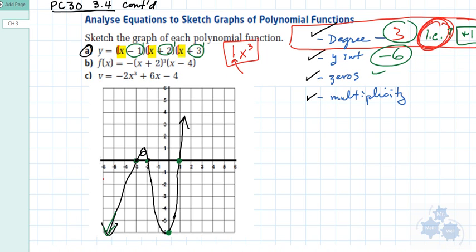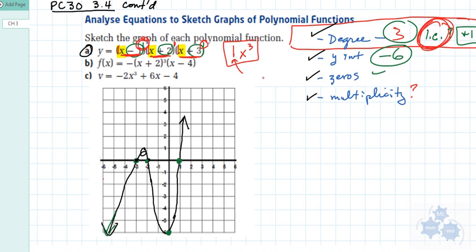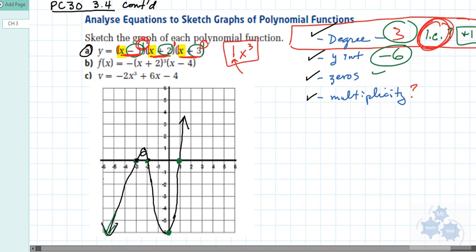The reason why I didn't write anything for multiplicity here is because we have to examine the multiplicity for each factor. The multiplicity is 1 for this zero, it's 1 also for this zero of -2, and it's 1 also for this zero of -3. So there's not just one answer for the whole function. It's per zero or per intercept, so you have to check the multiplicity per intercept.